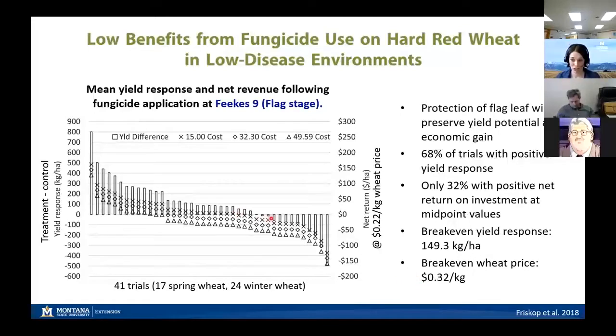Based on these observations, you would have to observe a break-even yield response of about 150 kilograms per hectare to justify economically your fungicide application, or alternatively, a wheat price of 32 cents per kilogram.